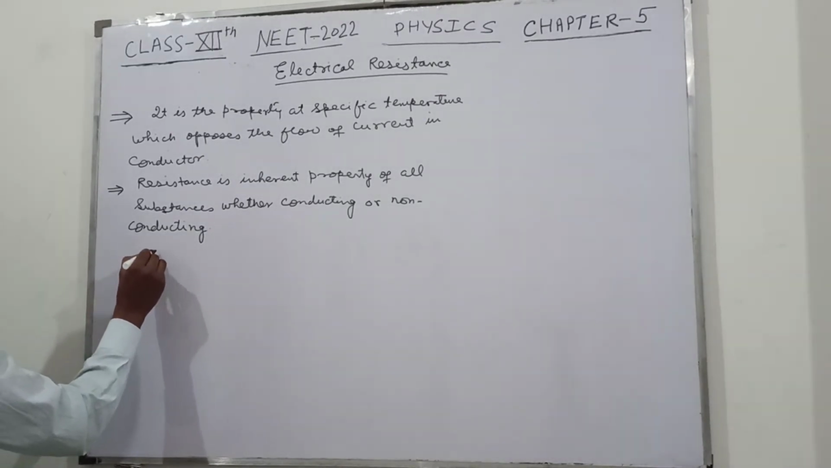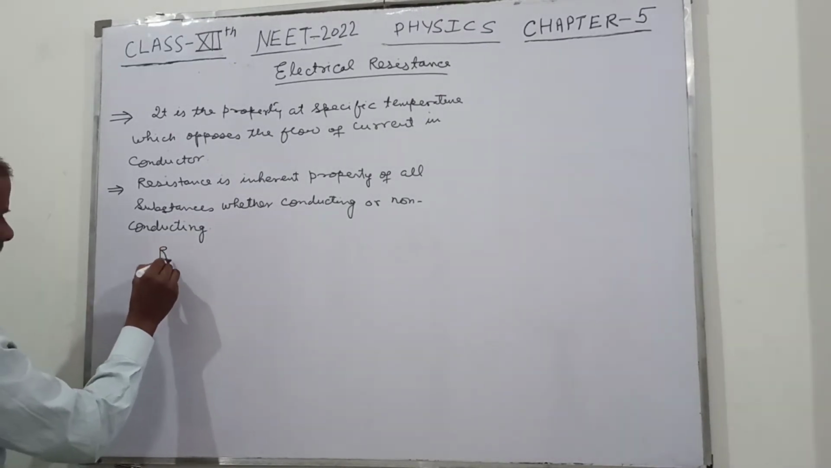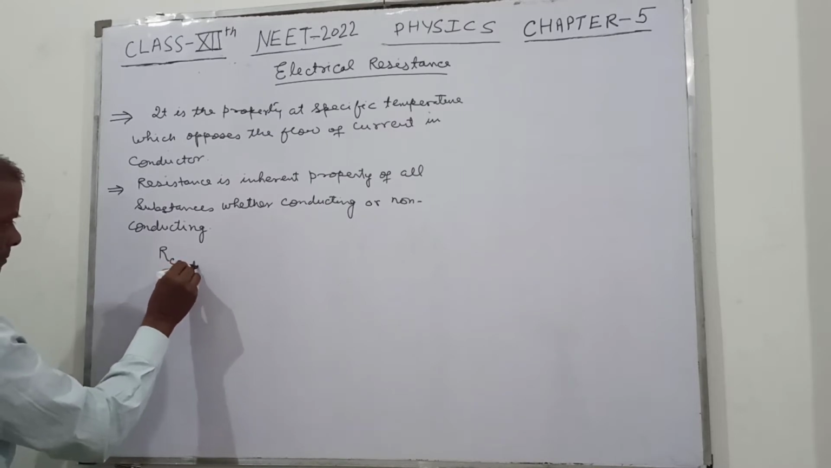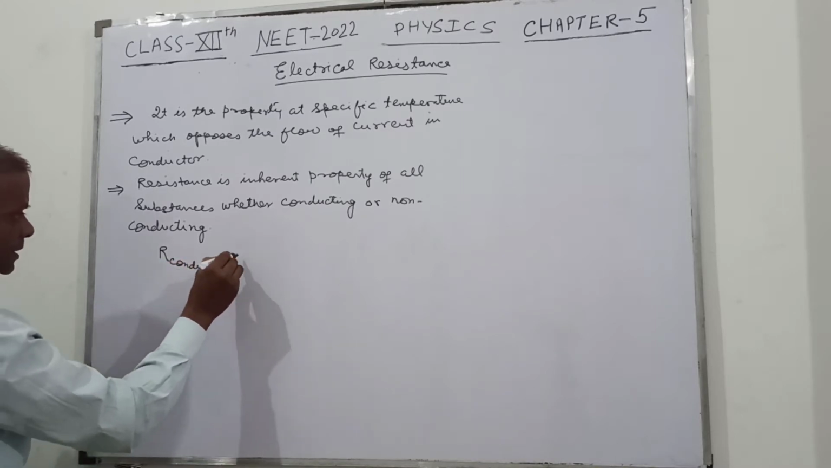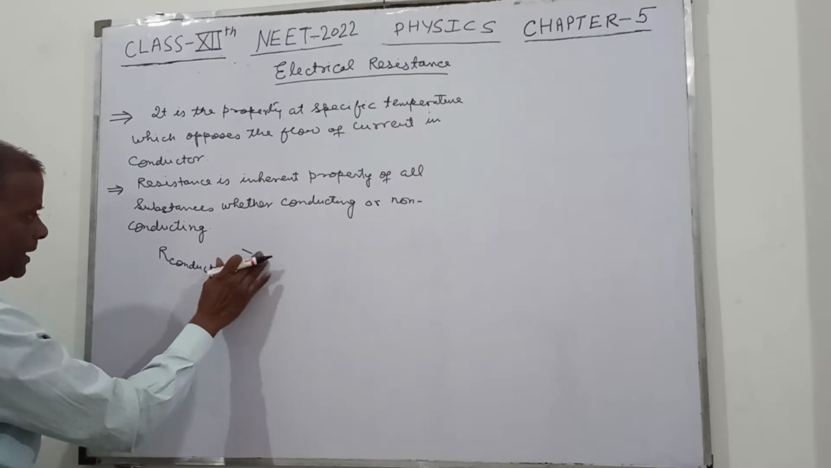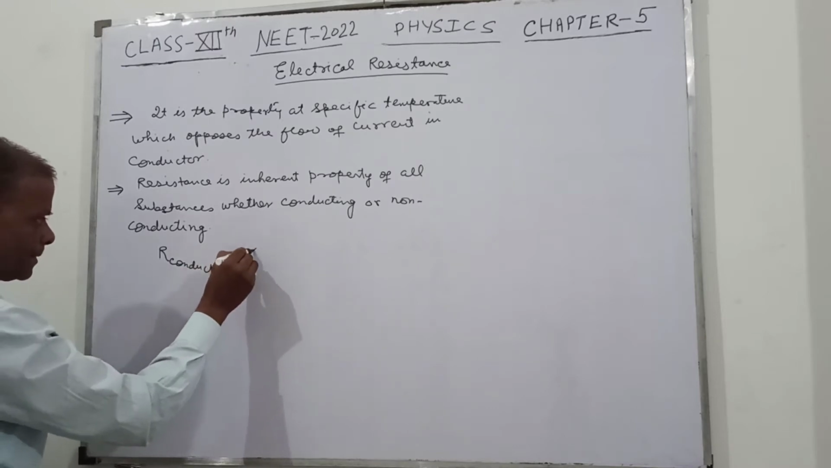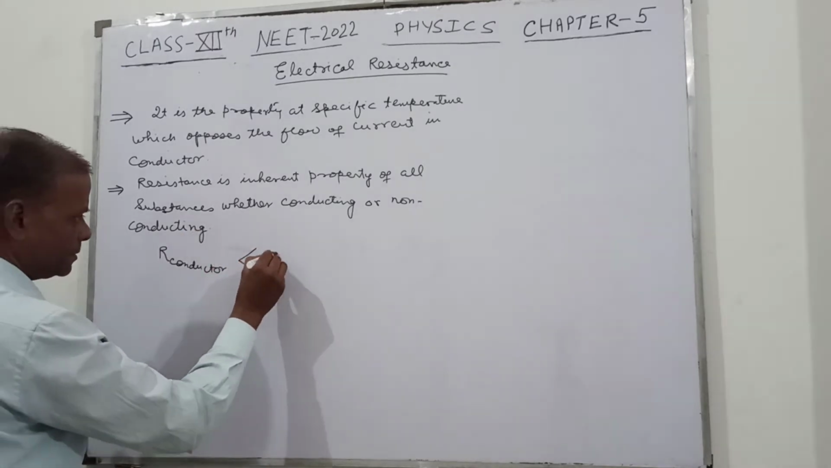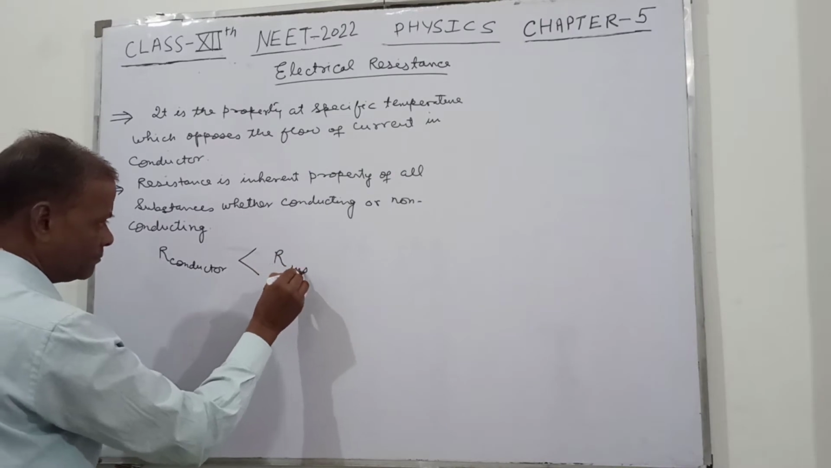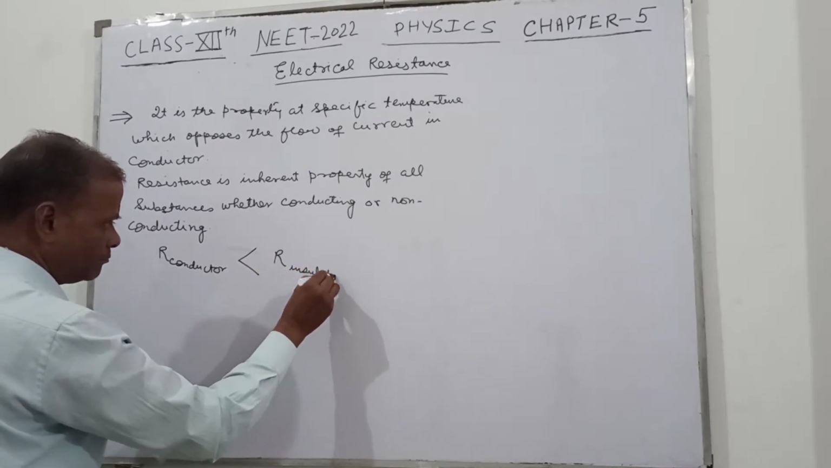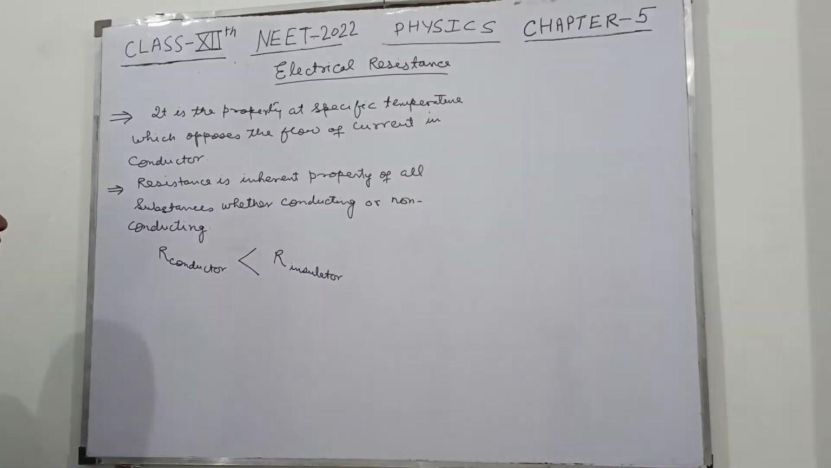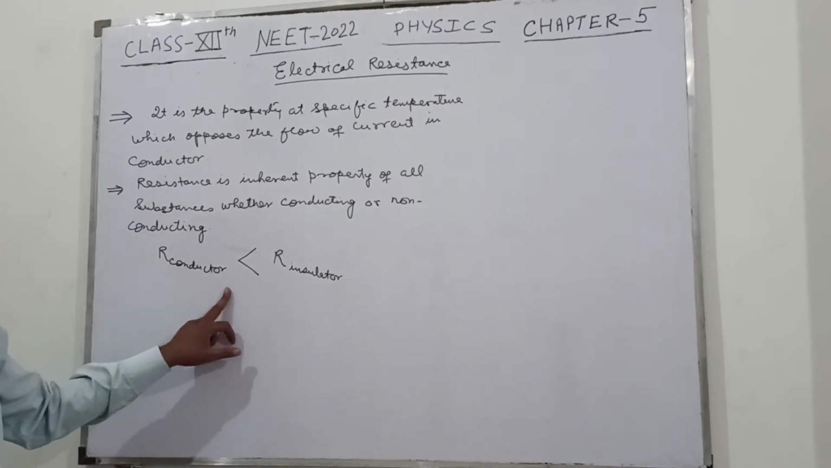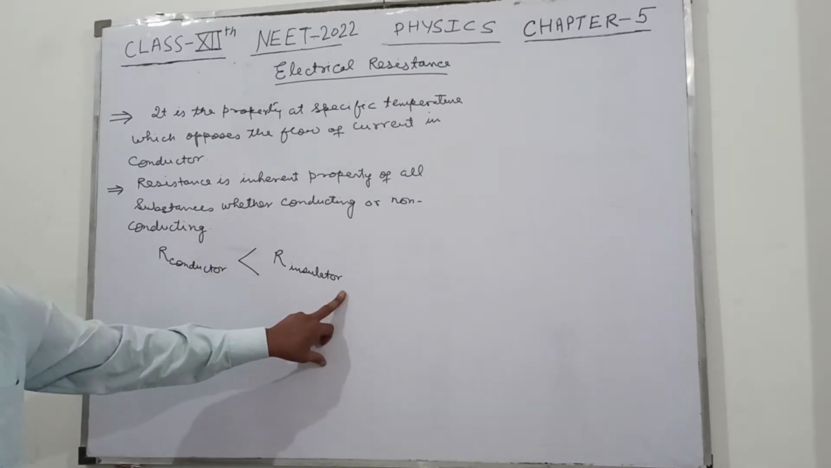So R of conductor is less than R of insulator. Resistance of conductor is less than the resistance of insulator.